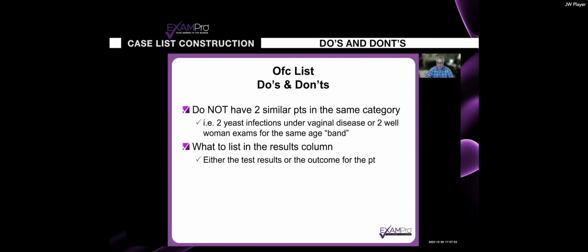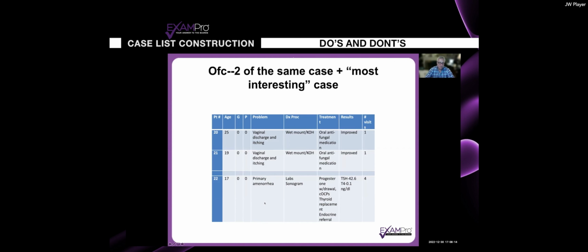Now you could do that in the results column, or where you have listed the PCOS labs, you could just put in parentheses testosterone. In other words, you could list the actual result in the testing column, or the diagnostic procedure column. So here, same case and most interesting case.